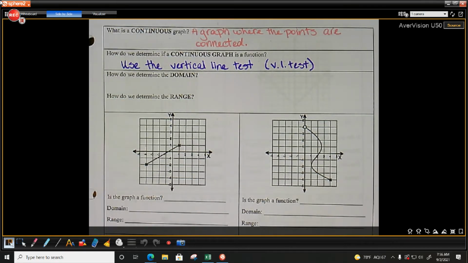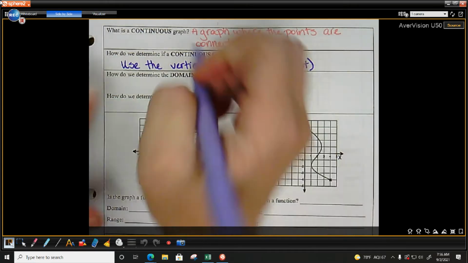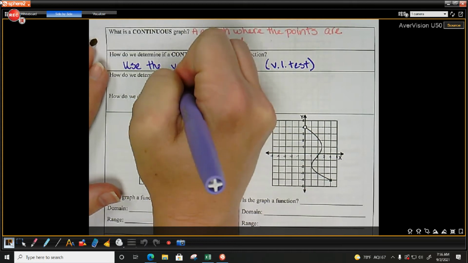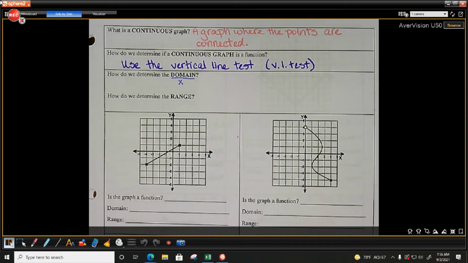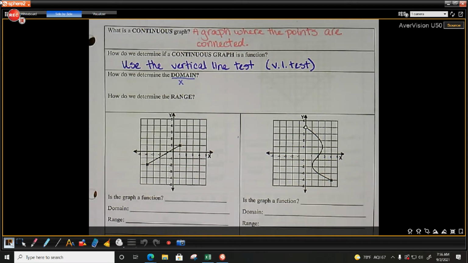Okay? When we do our domain and range, which again, domain is what variable? When we do our domain and range for continuous functions, we're not going to list out values, because when we list it out, we're saying it just exists at those values. If it's connected, it exists from a starting point all the way to a stopping point. So it exists everywhere between two values. So that's why we can't list it out when it's continuous.